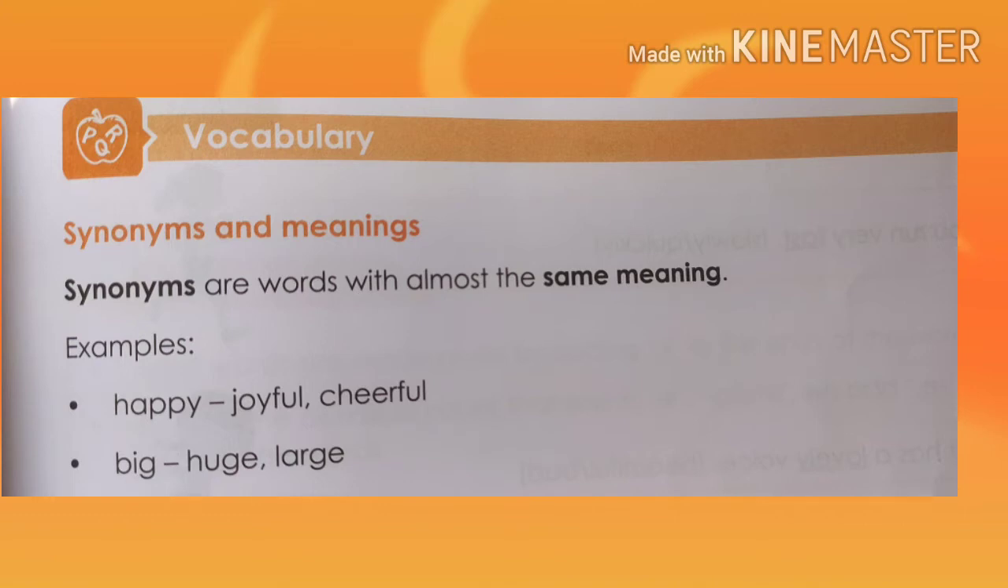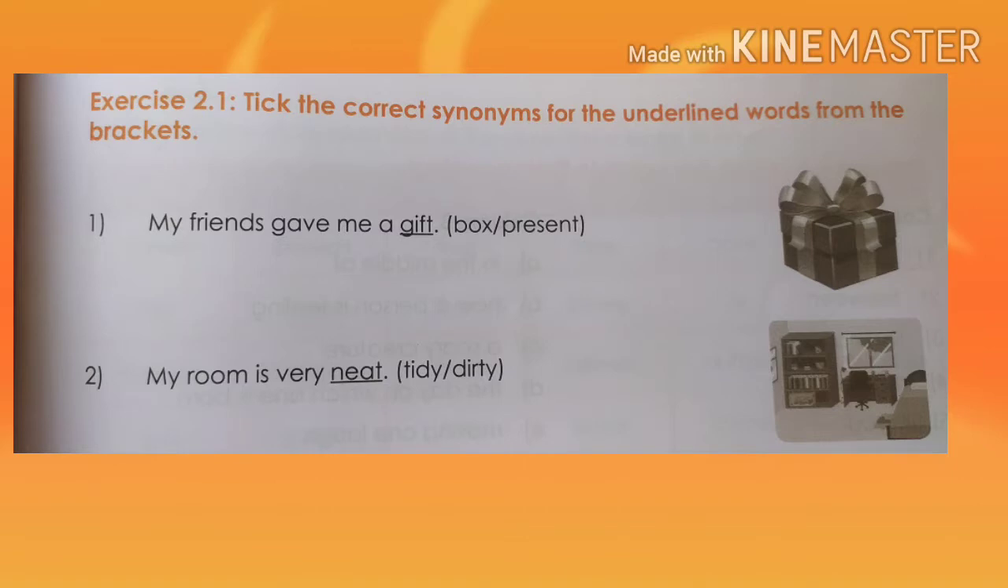The next section is vocabulary section. In this section we will learn synonyms and meanings. Synonyms are words with almost the same meaning. Examples: happy, joyful, cheerful, big, huge, large. Then next exercise 2.1. Tick the correct synonyms for the underlined words from the brackets.